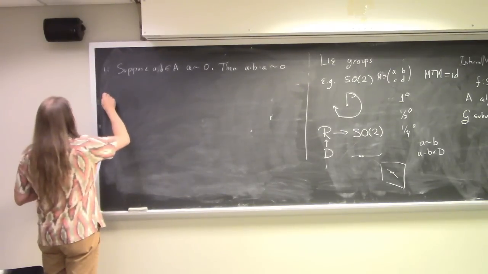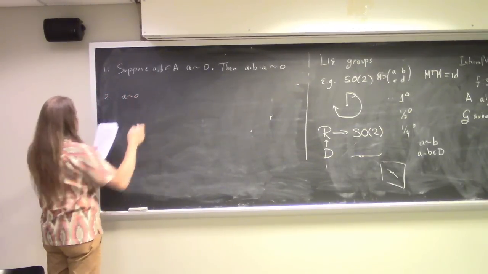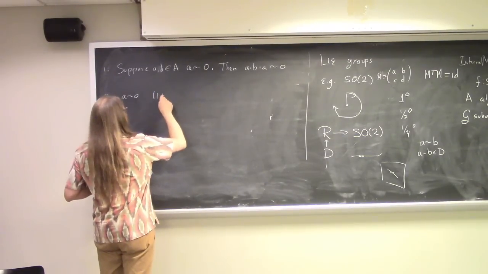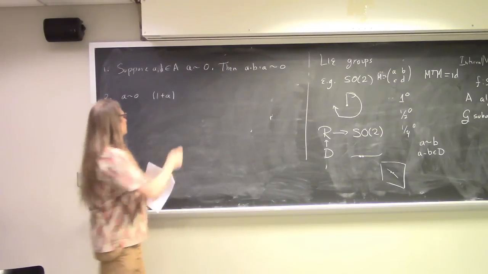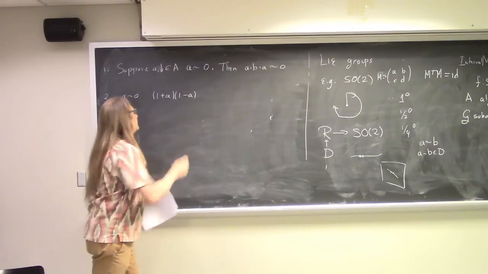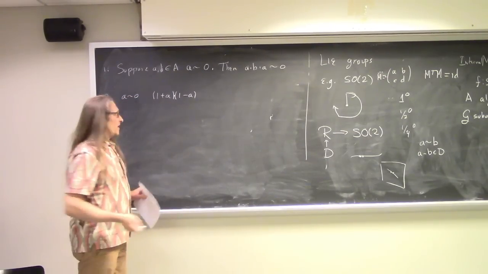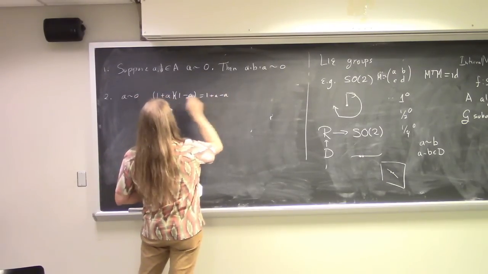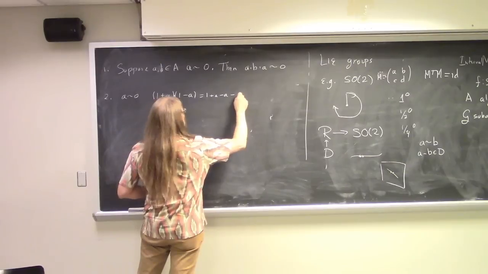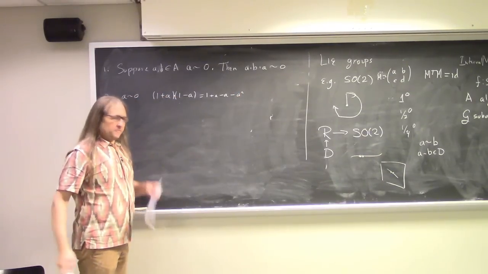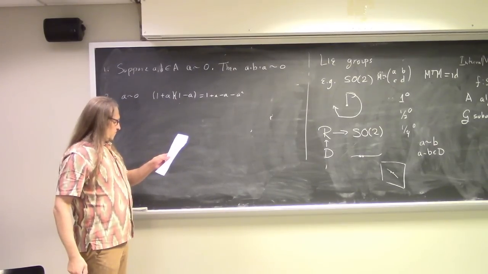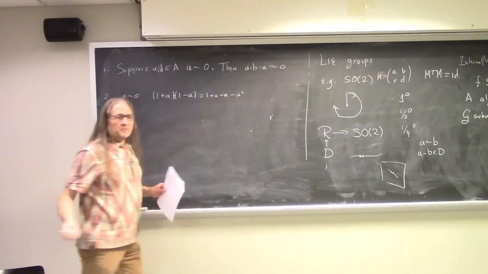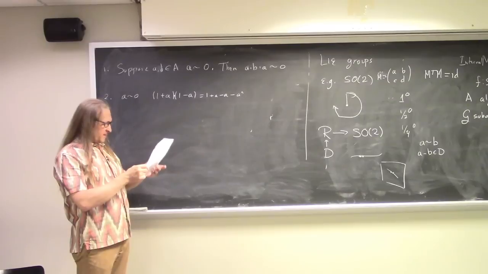Or rather, so if A goes to 0, I'm going to do the following. I'm going to note that, as a consequence of this, if I take 1 plus A times 1 minus A and multiply it out, I get 1 plus A minus A minus A squared, but that went to 0. So that means that basically 1 minus A acts as an inverse to 1 plus A. All right, so these act like that.